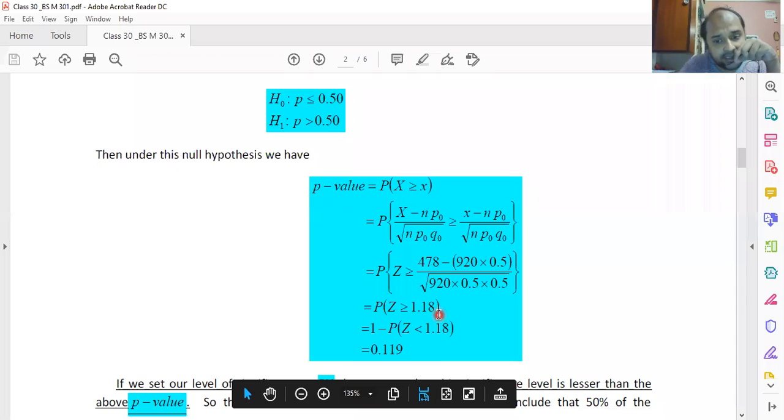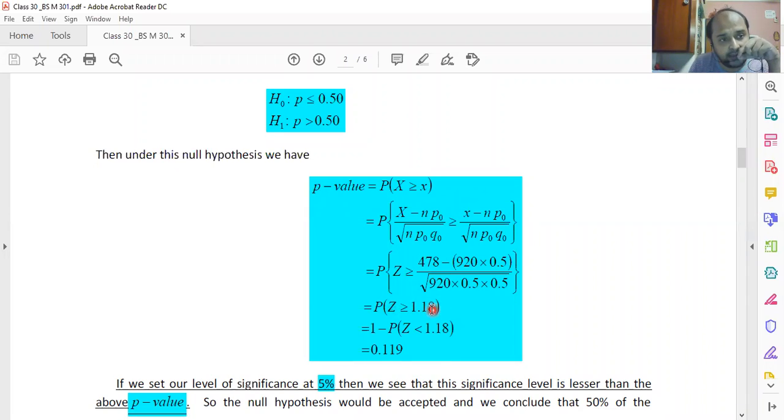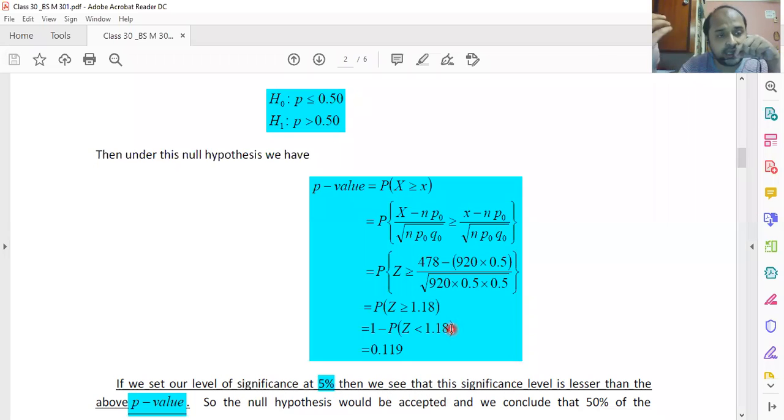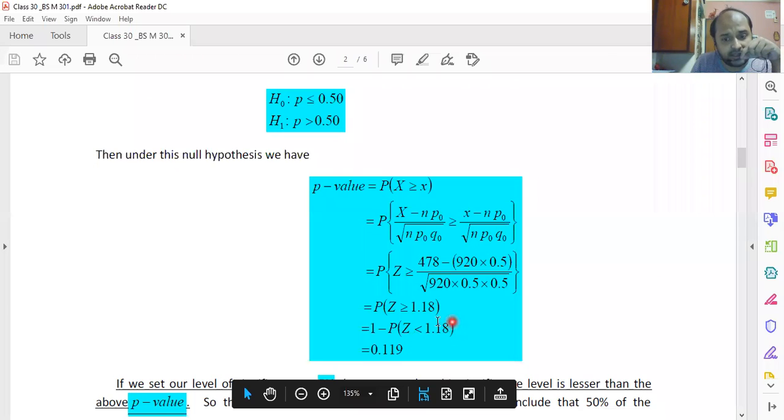You know that if you consider this event to be A bar, the probability of A will be 1 minus P of A bar. So 1 minus P of Z less than 1.18 is written. Why have I transformed this probability into this form? It is because of the statistical table, which I shared with you yesterday in the Google Classroom. In the Z table, the values are actually set for this particular thing.